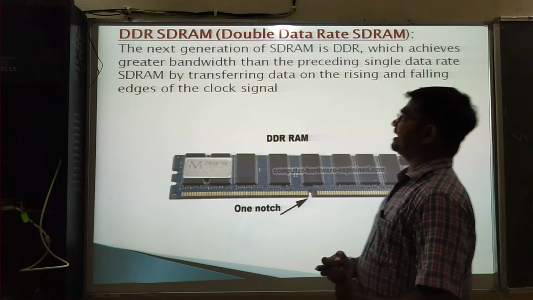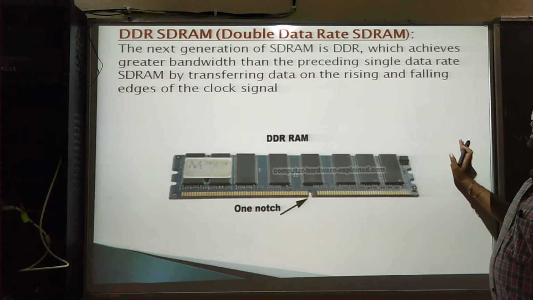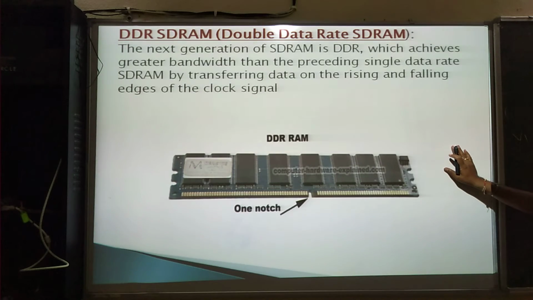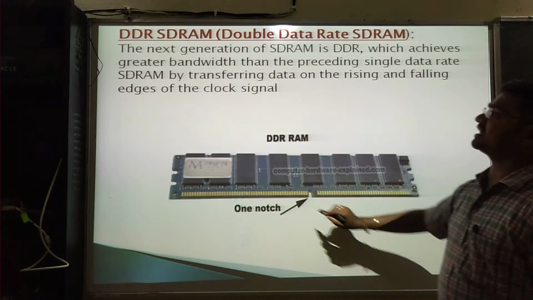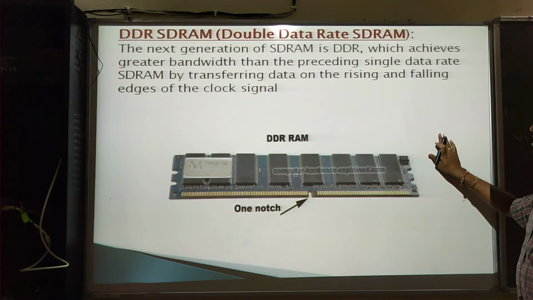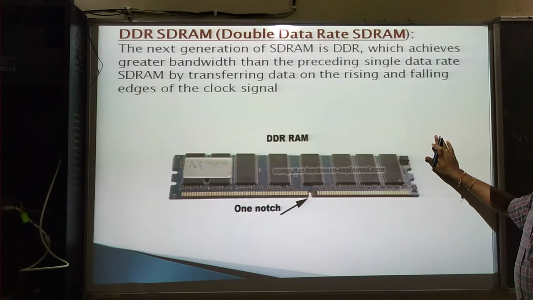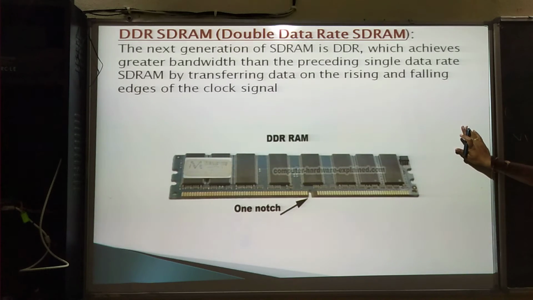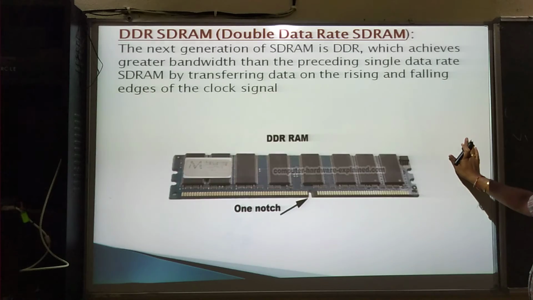DDR-RAM. DDR means double data rate SDRAM. The next generation of SDRAM is DDR, which achieves greater bandwidth than the preceding single data rate SDRAM by transferring data on the rising and falling edges of the clock signal. Here I have a clock signal.